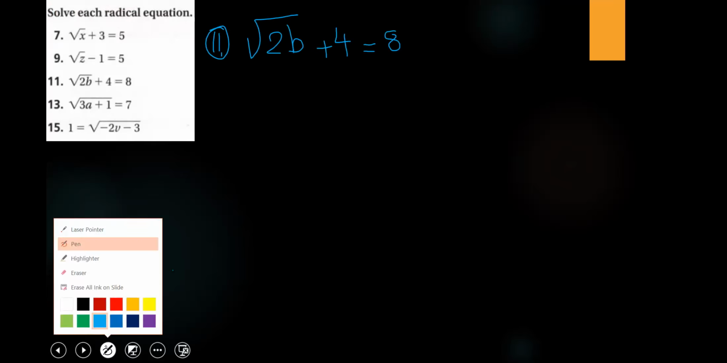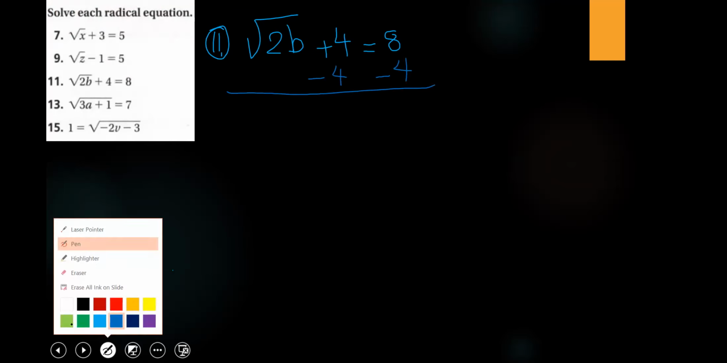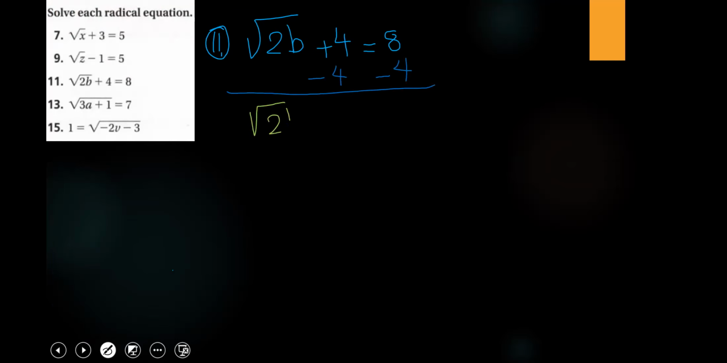Now let's do number 11 first. Square root of 2b plus 4 equals 8. We have to isolate the radical. Minus 4, minus 4. Then the square root of 2b equals 8 minus 4, which is 4.